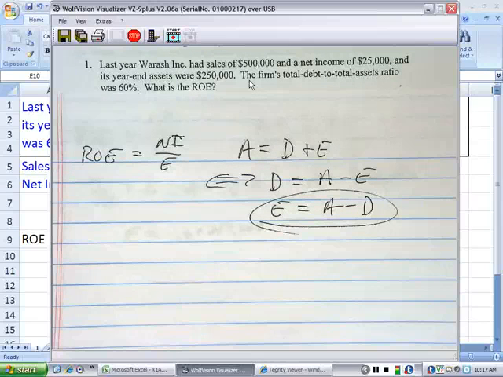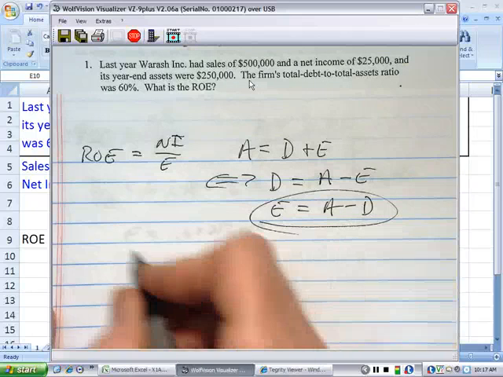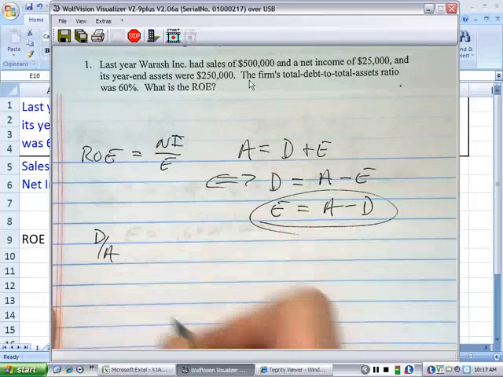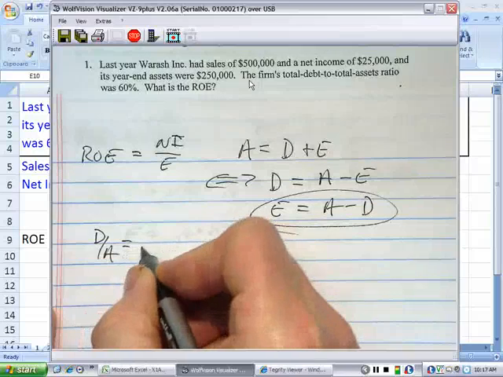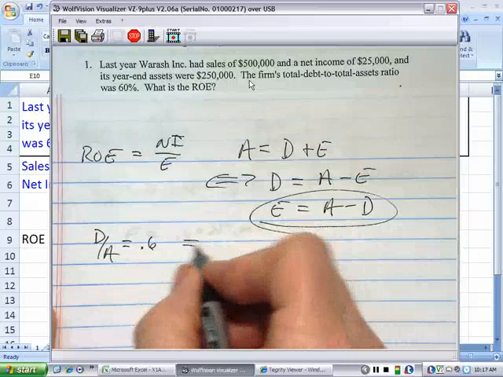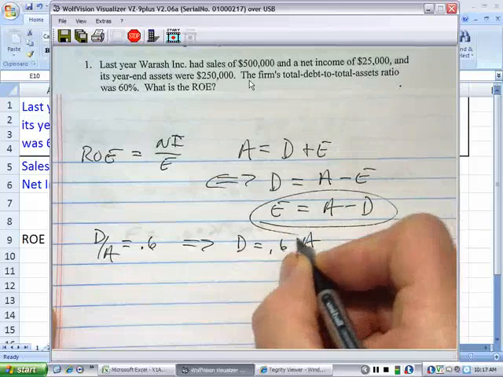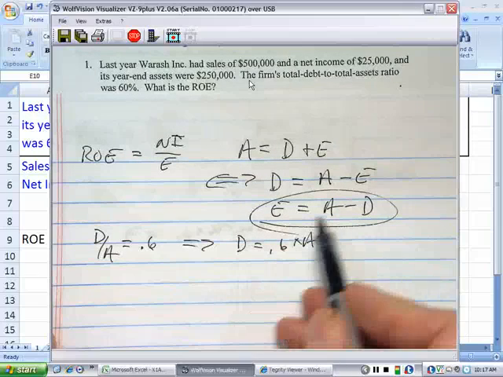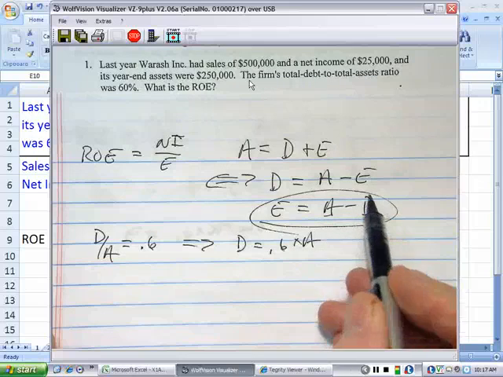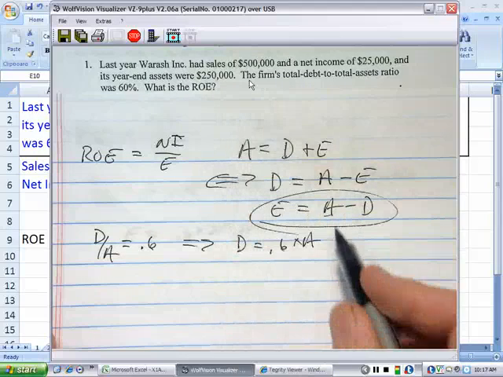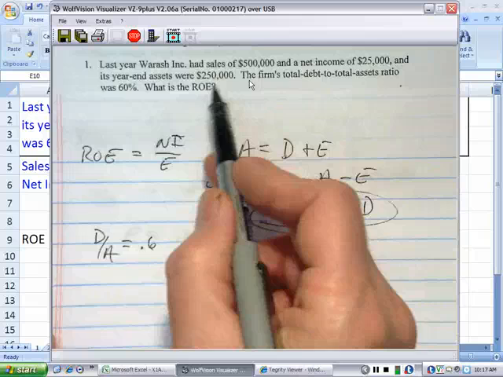So we take a look at that with the information that we've been given. We know that we've got a debt-to-asset ratio given to us at a value of 0.6. So that simply tells us that our debt is going to be equal to 60% times our assets. So we'll be able to make this substitution for debt. Likewise, we're told here that assets are equal to $250,000.